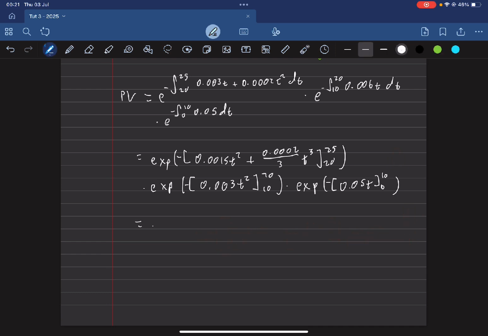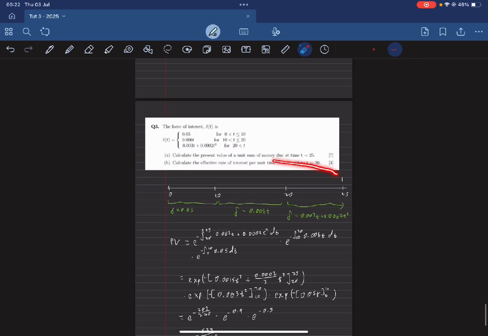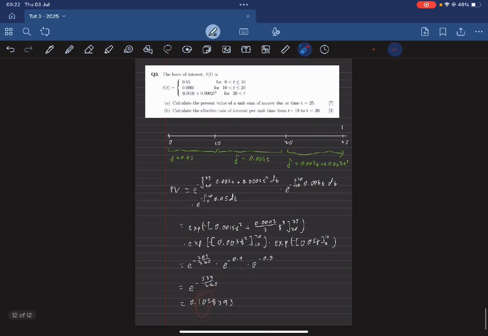And when I plug it into my calculator, I'm going to get e to the negative 203 over 240 times e to the negative 0.9 times e to the negative 0.5. And that will give you e to the negative 539 over 240, which if we make it a decimal, becomes 0.1058393. So basically, if you present value this R1 from 25 years with all these forces of interest, it's going to be about 10.5 cents. Or yeah, about 10 cents. Cool. So that's A.